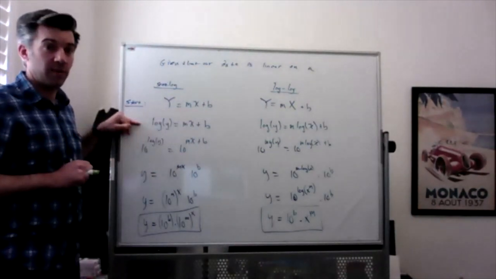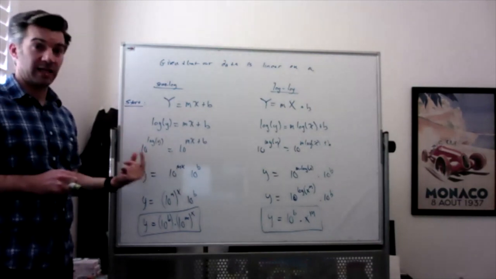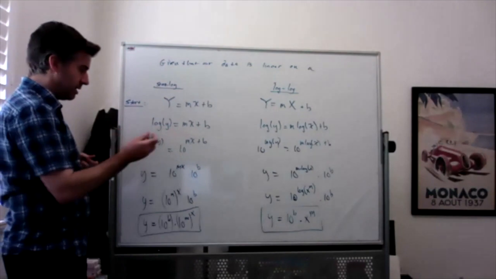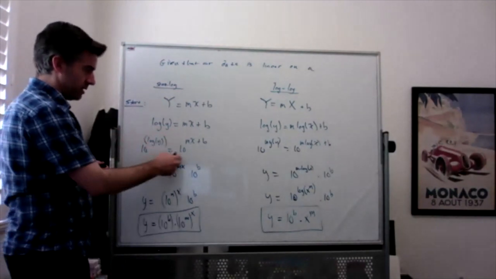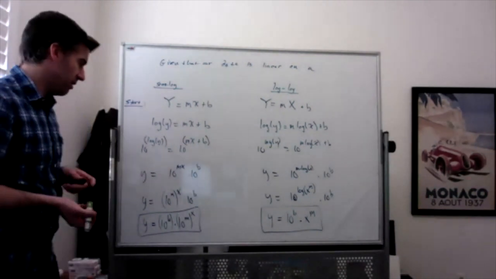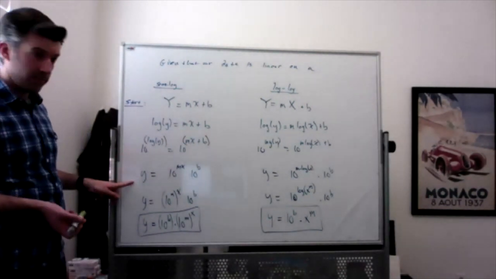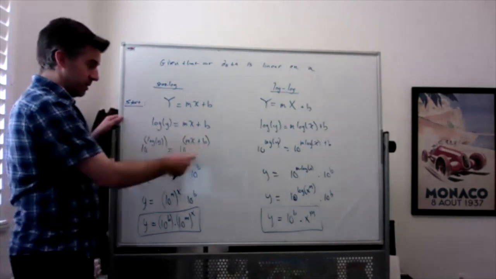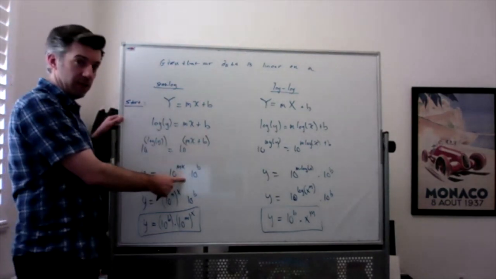And in either case, you're going to solve for y by writing both sides as the exponent of the base 10. So I'm going to say that this is going to be 10 to the log of y equal to 10 to the mx plus b. And then 10 to the log of y is just y. And I'm going to break this apart using my exponent rules. 10 to the mx plus b is 10 to the mx times 10 to the b.